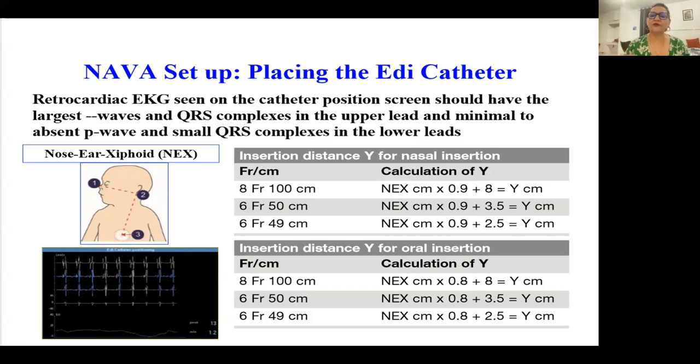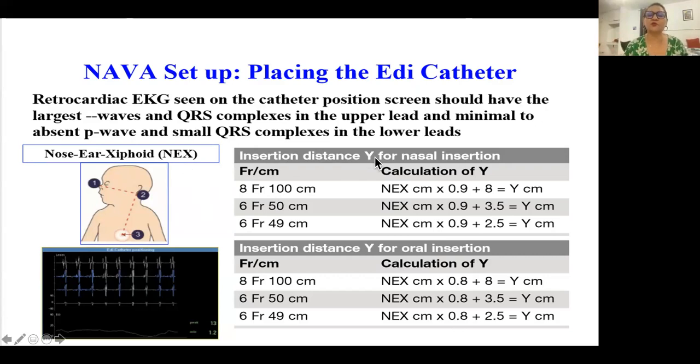How do you calculate the size to begin with? You measure from the nose to the ear and to the xiphoid. So that is nose, ear, xiphoid, NEX. This is the measurement you take. Then depending on whether you are putting it through the nasal or the oral route, the size is going to be different, and depending on which French catheter and what size you are using, the length would be different.